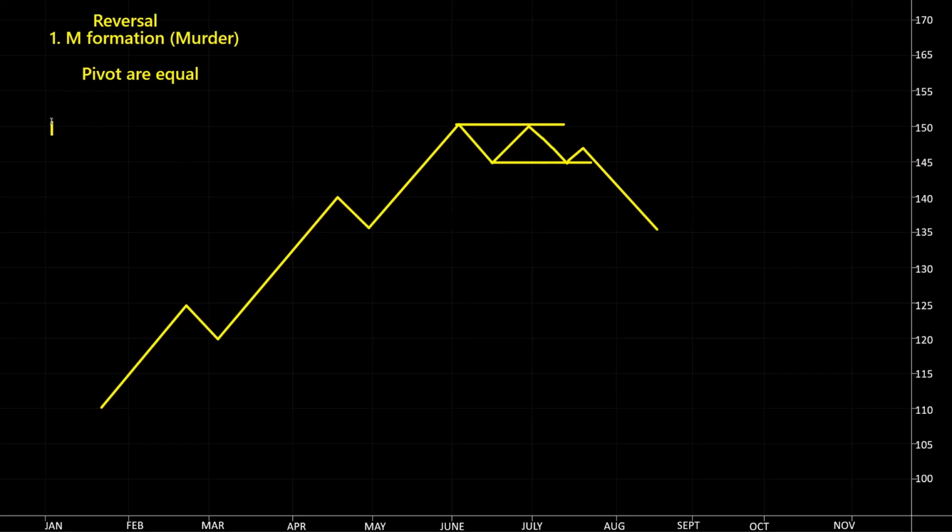Now, the opposite of the M formation is the W formation. Now, the W formation stands for winner. And what you'll notice, guys, is bullish patterns have a tendency to be named as positive things. Bearish patterns have a tendency to be named as negative things. You have the M for murder. You have the W for winner. You have the kiss hello. You have the death cross. You have the kiss goodbye. You have positive and negative names, but they're just naming rights.